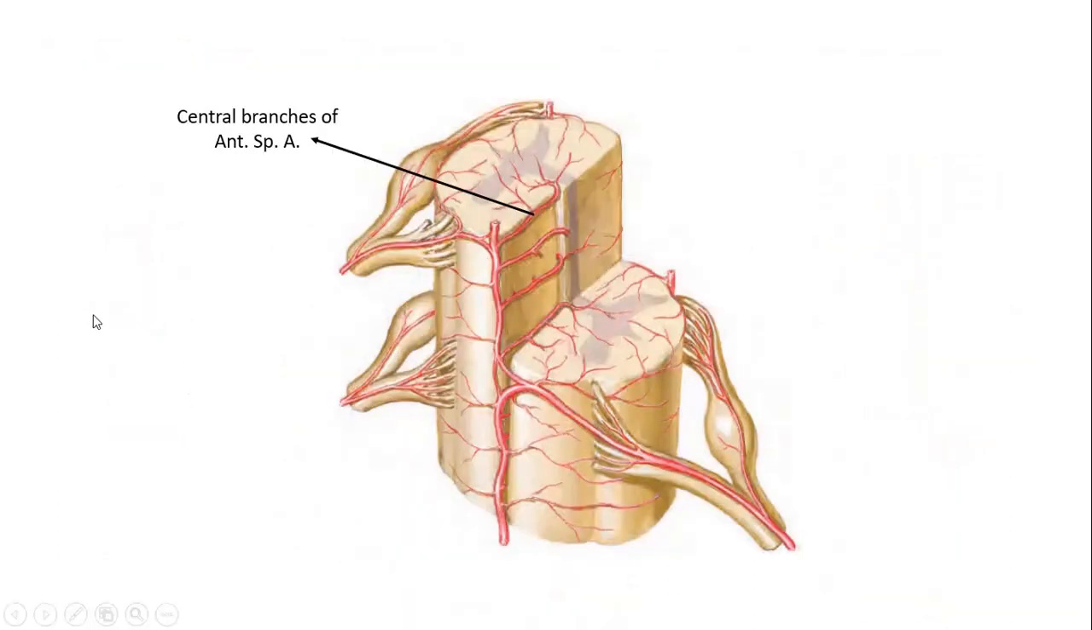Now, the central branches of the anterior spinal artery enter the ventral median fissure and then turn right or left to supply the ventral gray column, which is shown here, the base of the dorsal gray column, including the dorsal nucleus, which will be around this region, and the adjacent white matter adjacent to the gray columns.